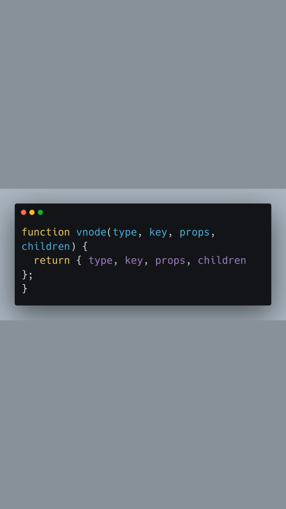A virtual node, or VNode, represents an element in the virtual DOM. Each VNode contains the type of the element, a unique key for identification, properties or attributes of the element, and its child nodes. This streamlines the process of creating a virtual representation of the DOM tree.